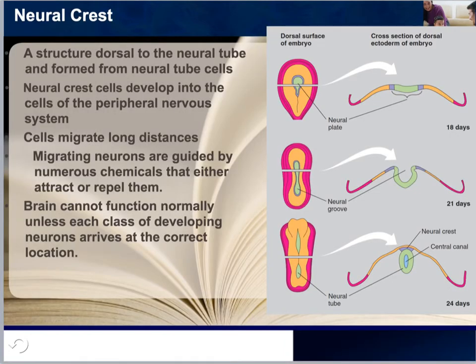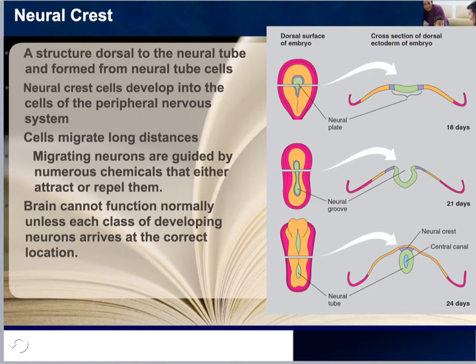Please note that the migration is guided by various chemicals. They either attract them or repel them, and based on this, the guidance of molecules plays a critical role in the development of our nervous system, because the brain cannot function normally unless each class of developing neurons arrives at the correct location.